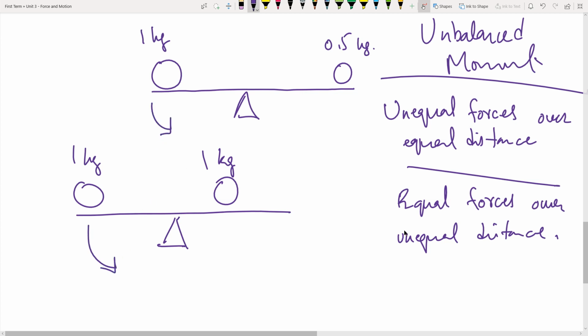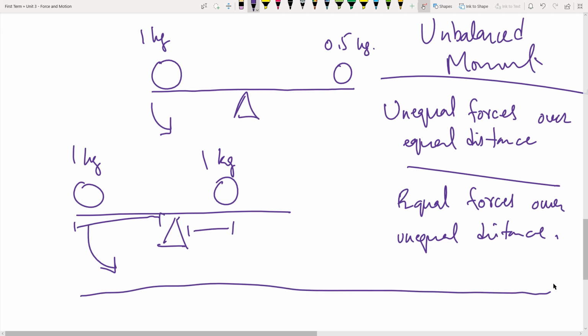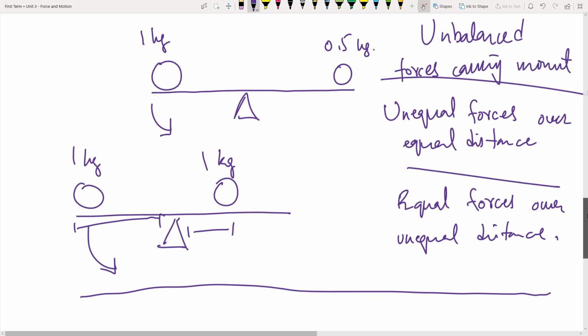Anti-clockwise. So when the forces are equal, let's say the masses are equal, but they're not at equal distances. As you can see, this distance is small and this distance is a little bit larger, so we're going to have more rotational effect of the force on this side. So this is how unbalanced moment can be generated, or unbalanced case of forces. Although I've called it moment, I should rephrase this properly as unbalanced forces causing moment.